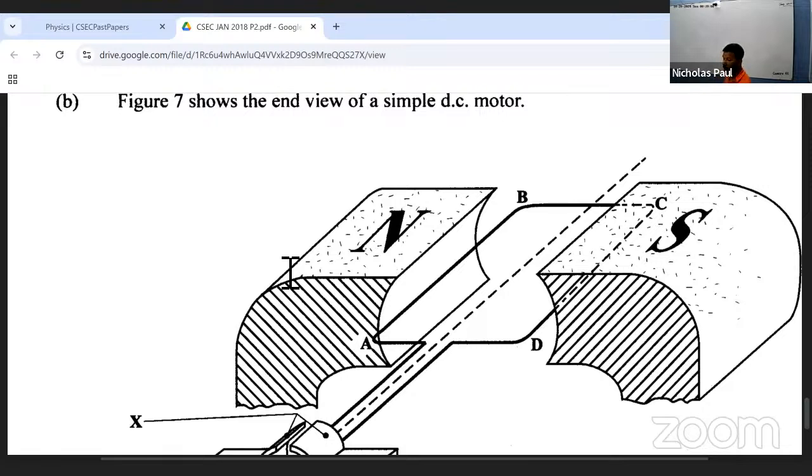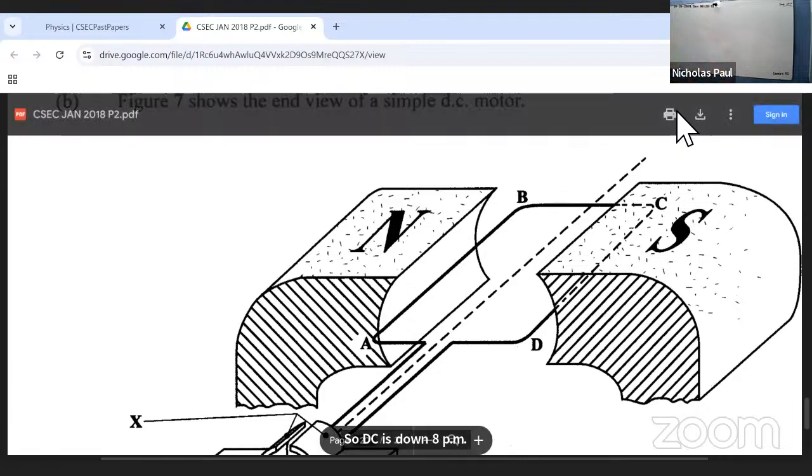What did you all get? DC is what? Down, right? Magnetic field north to south, current going D to C, so your thumb is going down. So DC is down, AB is up. How will it turn? So here is down, and here is up.